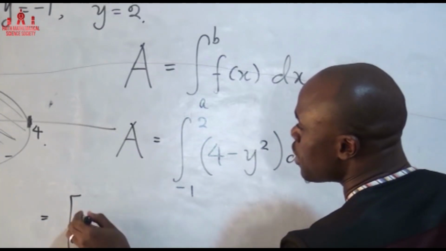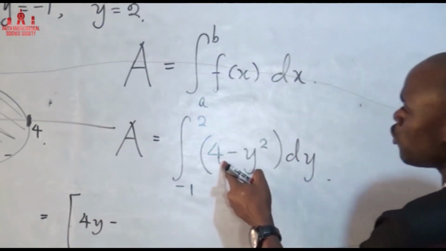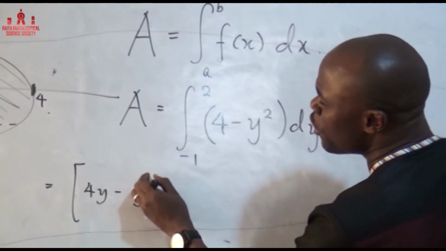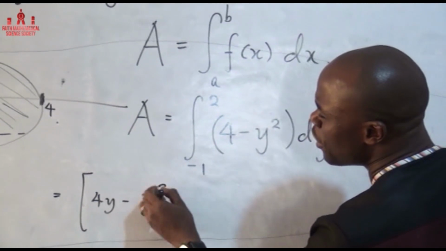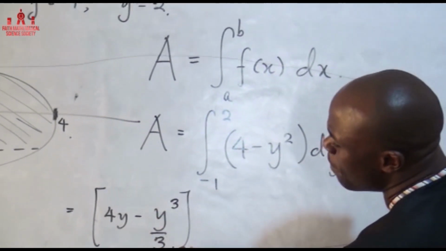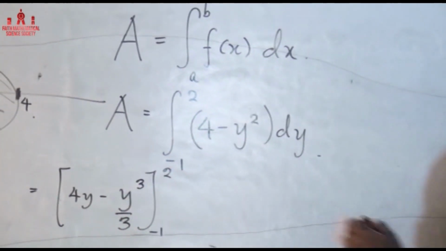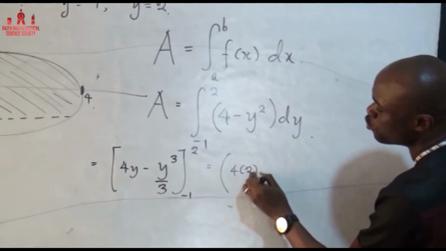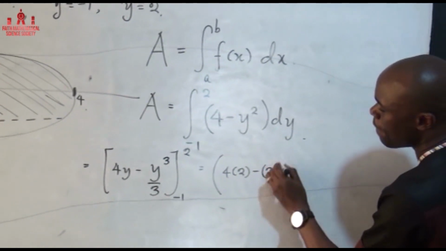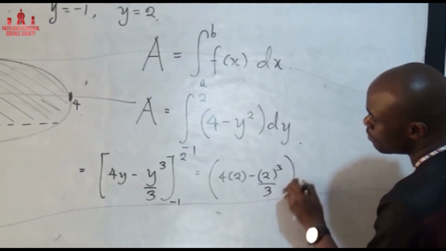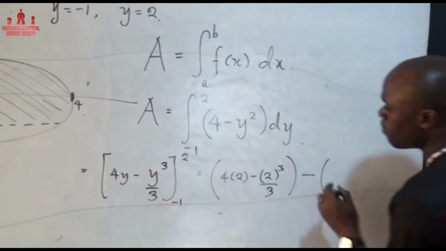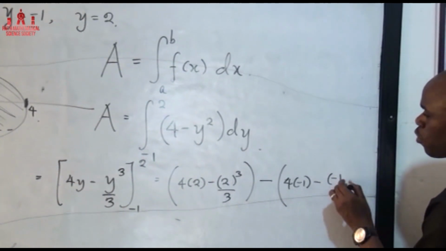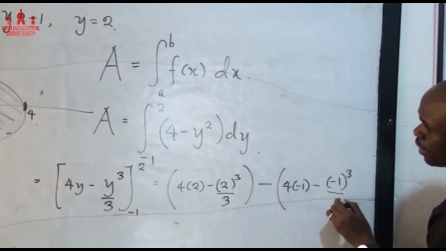This is going to give us 4y minus. So if you integrate 4, it gives you 4y, and if you integrate this, it's going to give you y^(2+1), which is y cubed over 3, from minus 1 to 2. So we substitute 2 in this, we have 4 into 2 minus 2 cubed divided by 3, minus, we'll substitute minus 1, that is 4 into minus 1 minus (minus 1) cubed over 3.